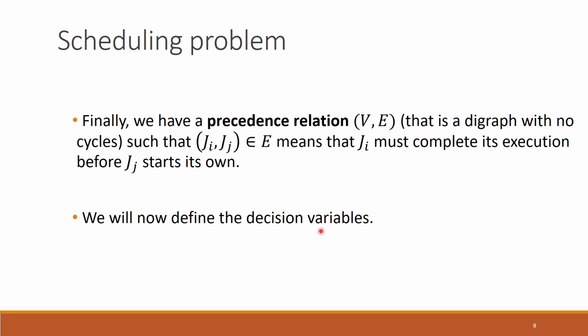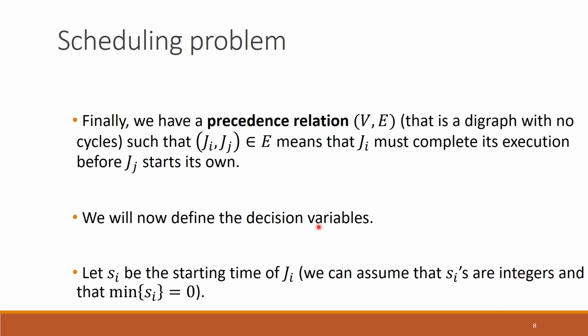So let us now define the decision variables here. Let S_i be the starting time of job or the task J_i. Without loss of generality, we can assume that the S_i are integers and the minimum value of S_i is 0. What does a minimum value of S_i equal to 0 mean? That we will be starting our clock and setting t equal to 0 at the time at which we start to execute the first task that we execute.